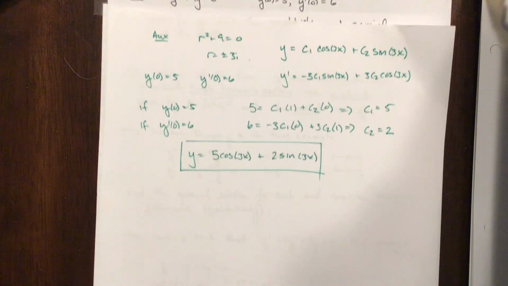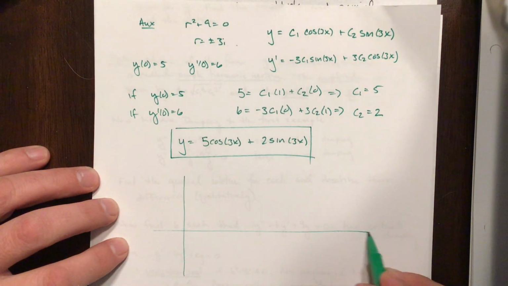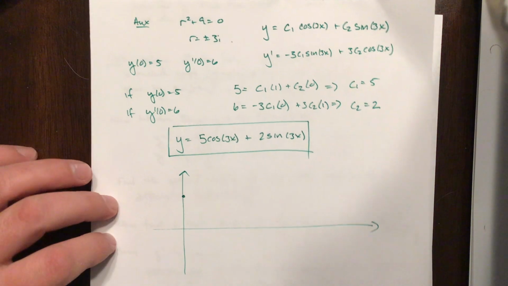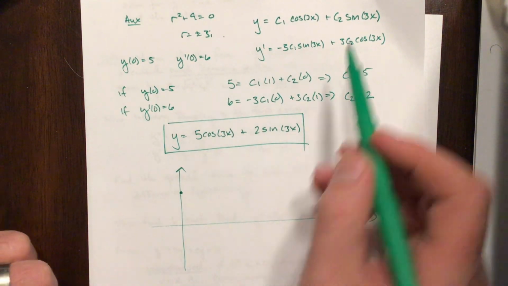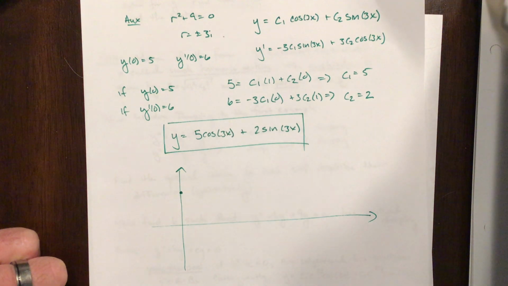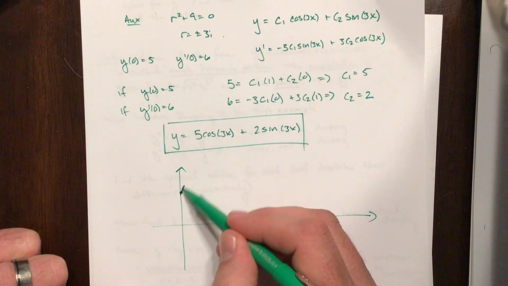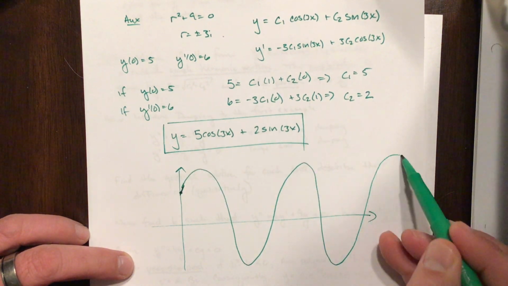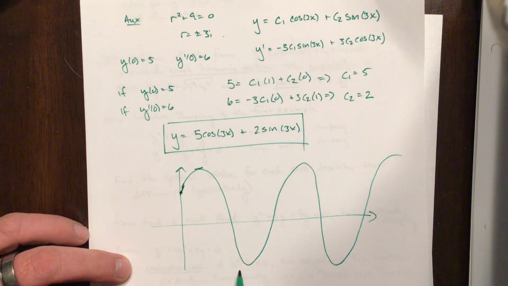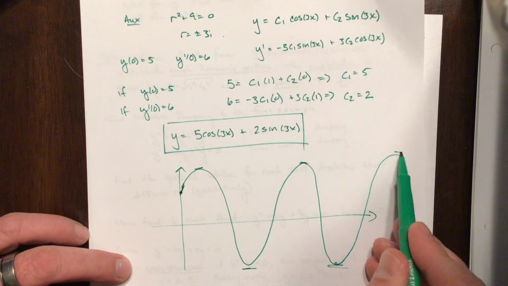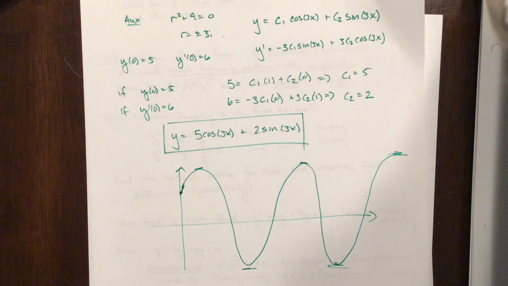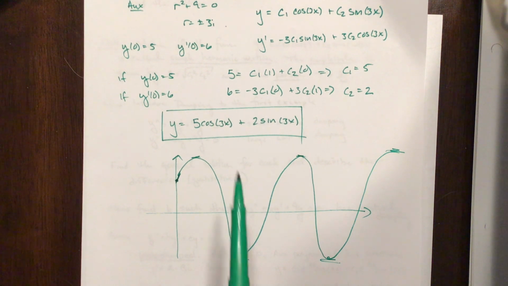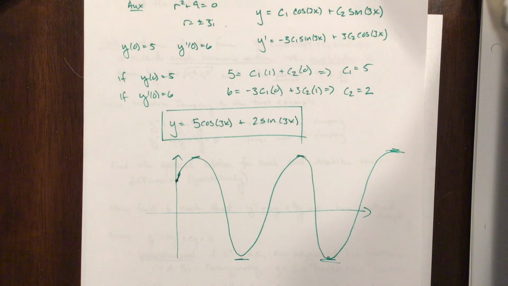Okay, so what is that going to look like? First off, it has a y-intercept of 5, so that's the initial position of the mass. y prime of 0 is 6, so it's got an upward trajectory, and it's going to look something like that, where the peaks and the troughs stay consistent. There's no forcing, so there's nothing that's causing the mass to go above or below the peak and trough, and there's no damping, so there's nothing to cause this thing to kind of fizzle out.